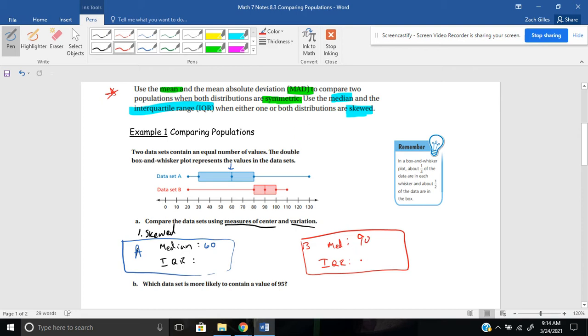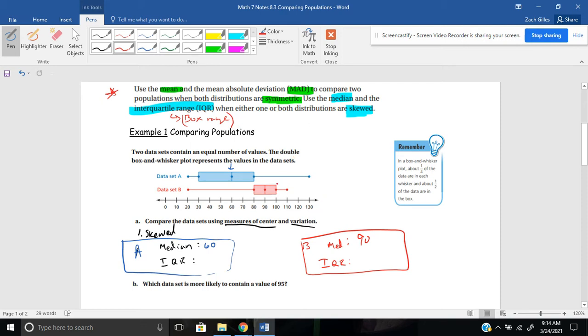The interquartile range, remember, the interquartile range is the box, the inside of the box. So you take the higher value of your box and you subtract it from the lower value. So that's, I'm just going to say, your box range. Might be a good way to remember that.